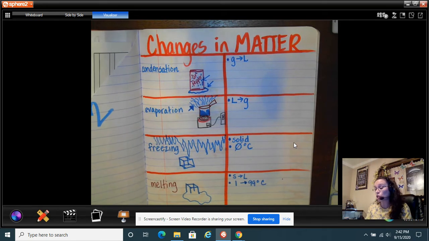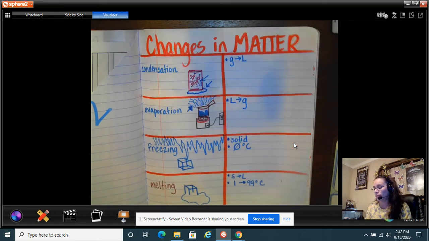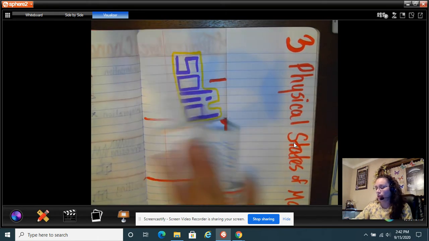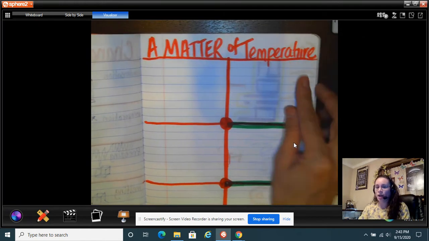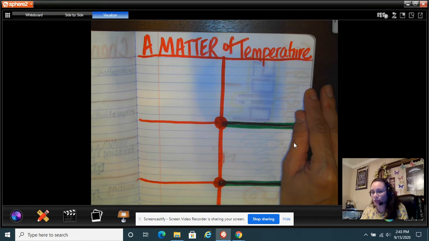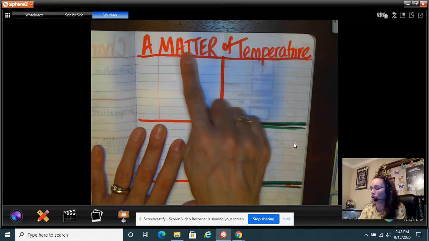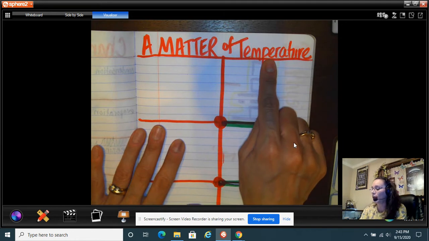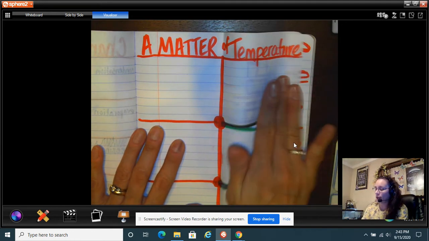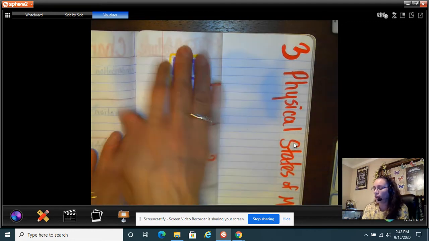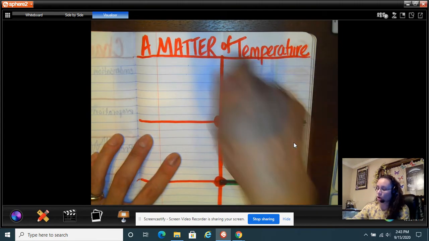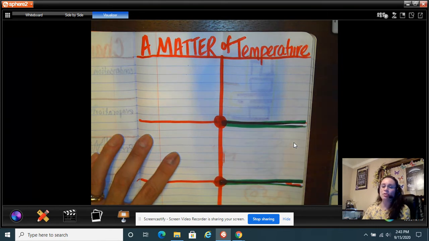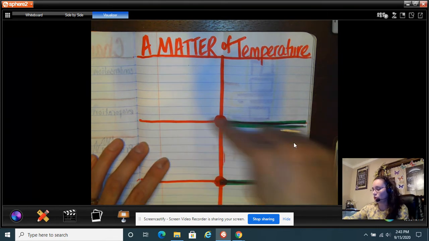So now I'm going to turn the page. Okay, I'm going to turn the page, and this is the next clean page. Okay, I'm going to do the same thing like I'm doing vocabulary. I'm going to put my title, A Matter of Temperature. Okay, I'm going to fold my page in half, unfold it, trace the line in the middle, and do the horizontal lines.